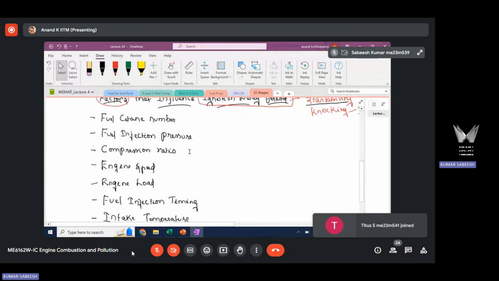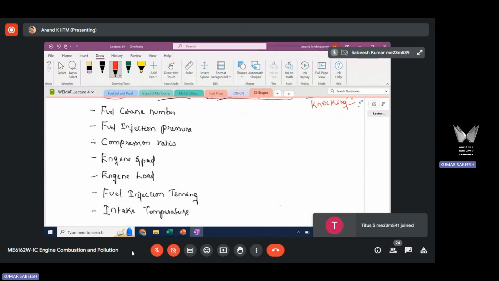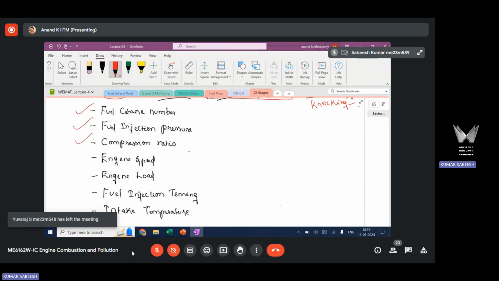So these are the factors. The first one is a fuel-based factor, cetane number. This plays a very significant role in affecting the delay time. Then you have fuel injection pressure, which is an operating variable. You can vary this pressure when the engine is running, and this is going to affect the ignition delay. Compression ratio is a design variable. Once you design the engine, you have to carefully fix the compression ratio such that you can achieve an optimal delay time. Engine speed and engine load are important operating variables.